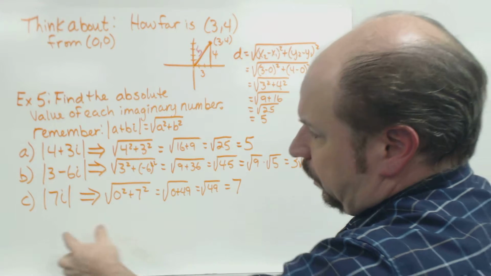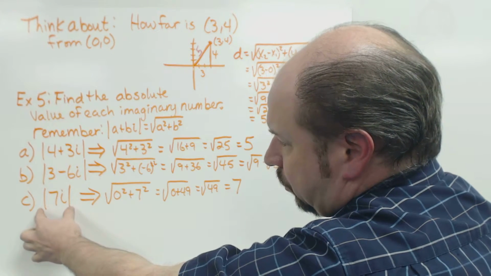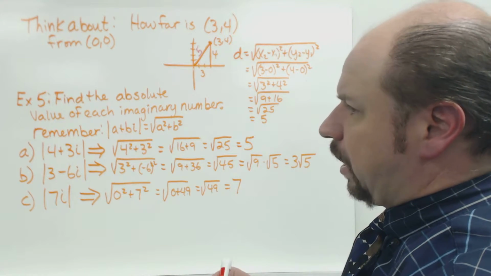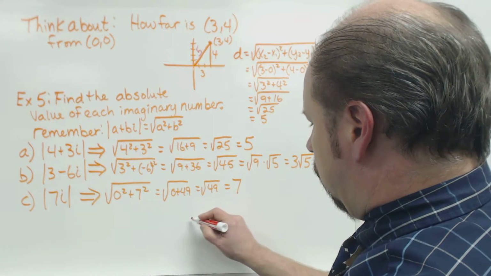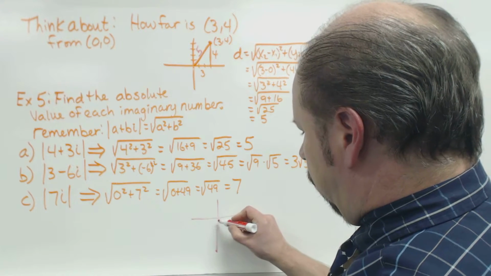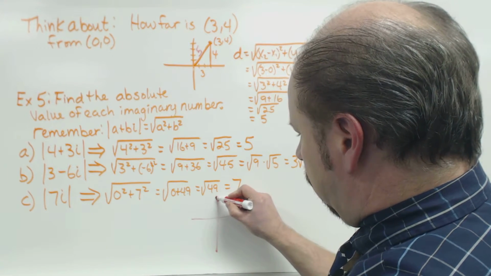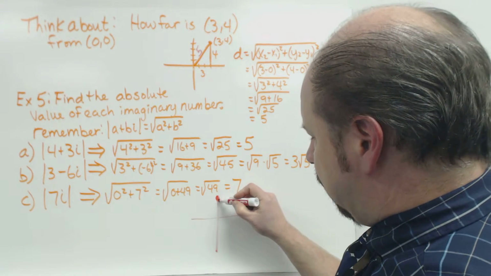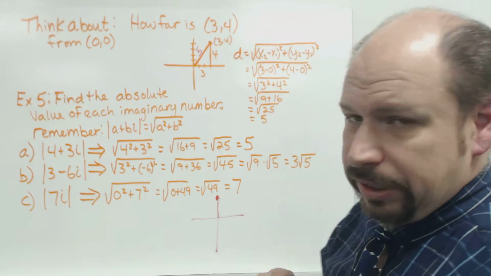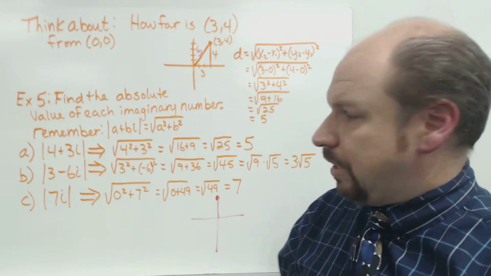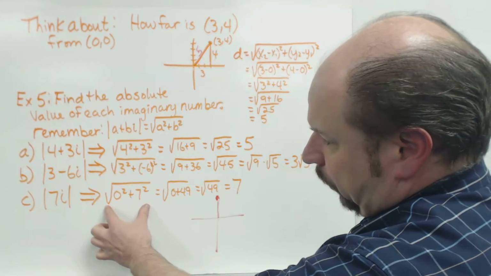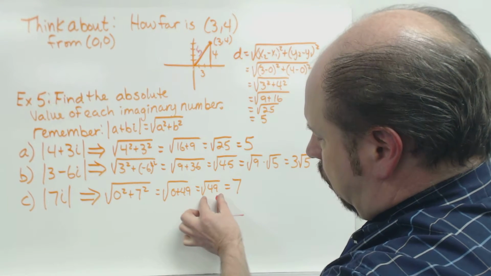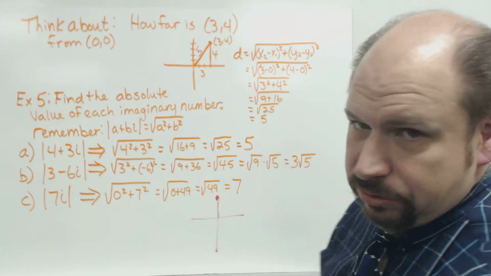Okay, the last example is a fairly straightforward one, the absolute value of 7i. Think about where 7i would be on our imaginary plane. It would be right up here on the axis, because it's 0 plus 7i. So that distance is going to be really easy since it's on the axis. It's just 7 units away. But if we use the formula, 0 squared plus 7 squared is 0 plus 49, which is the square root of 49, which is once again just 7.